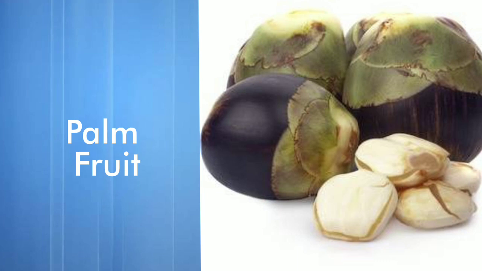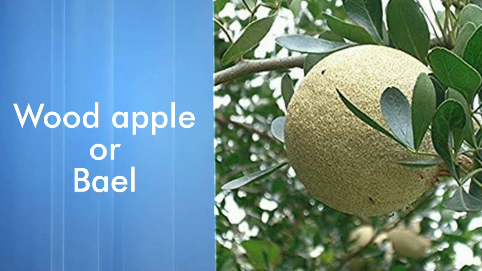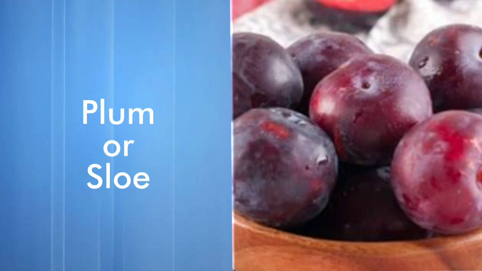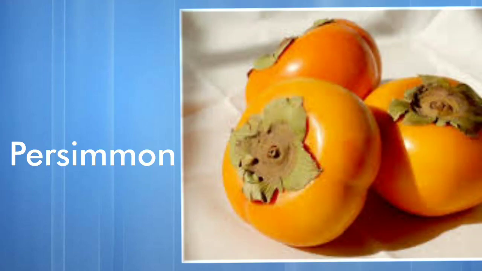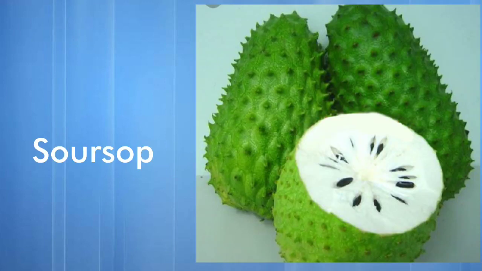Next we have rose apple or bell fruit. What is it? It's a rose apple. It's a bell fruit. Wood apple or bale. It's a wood apple. What is it? It's a wood apple, or you can say bale. Plum or sloe. What is it? It's a plum. Persimmon. It's a persimmon. Next we have red banana. It's a red banana, or these are red bananas.